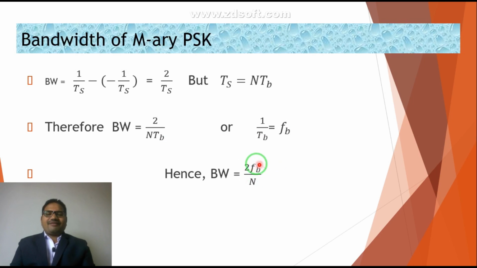So from this equation, we came to know that if the number of bits per symbol is going to increase, then the bandwidth requirement is going to reduce. So this is an important conclusion, that if the number of bits per symbol is going to increase, then the bandwidth requirement is also going to reduce.